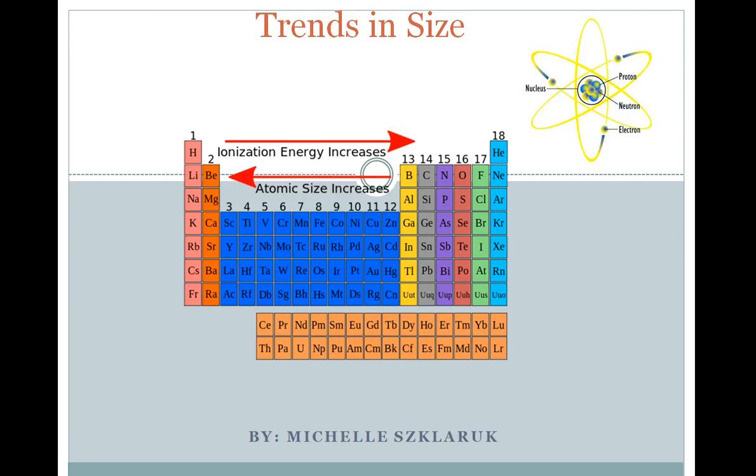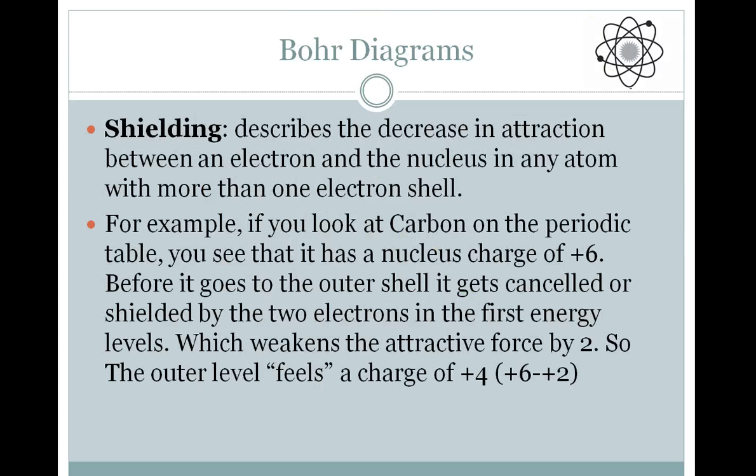So let's get started. The first thing you have to know is about shielding. Shielding describes the decrease in attraction between an electron and the nucleus in any atom with more than one electron shell. For example, if you look at carbon on the periodic table, you see that it has a nucleus charge of +6. Before it goes to the outer shell, it gets cancelled or shielded by the 2 electrons in the first energy level. Because of that, that weakens the attractive force by 2, so the outer level feels a charge of +4. This might not make sense for now, but hopefully it will be as we go further through the PowerPoint.